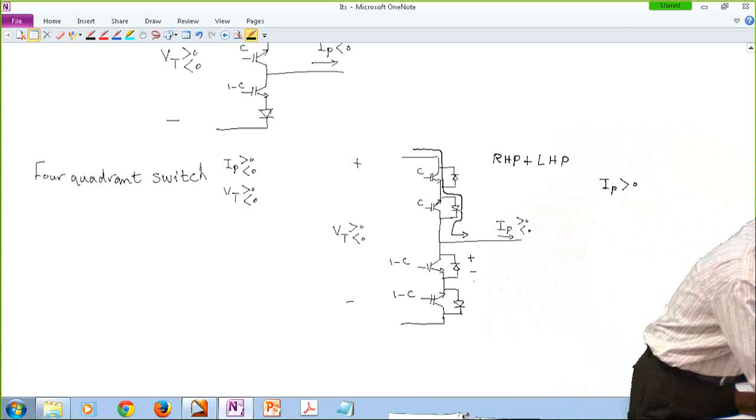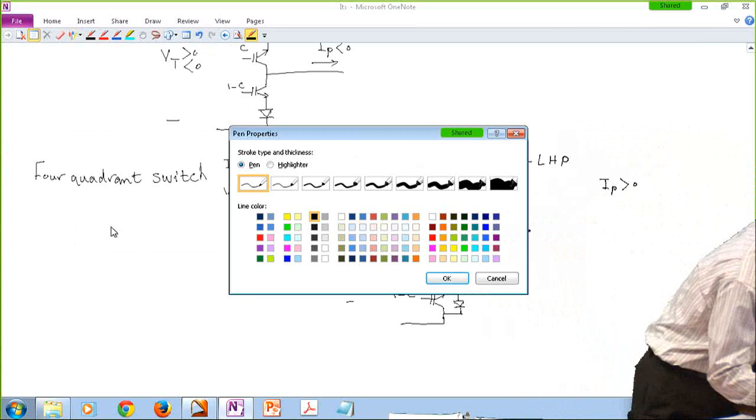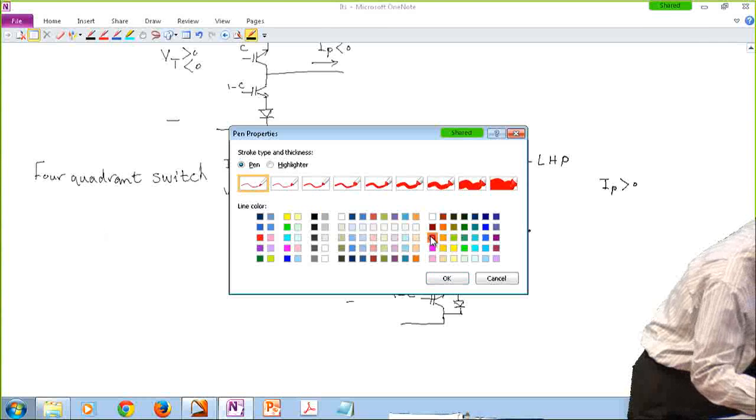And let's look at another case. For instance, I don't know, let's pick red.